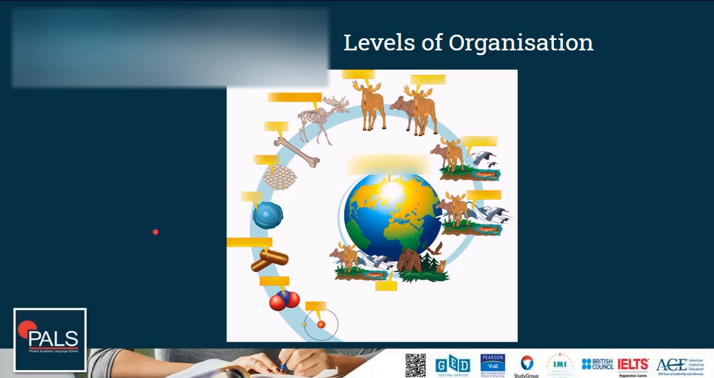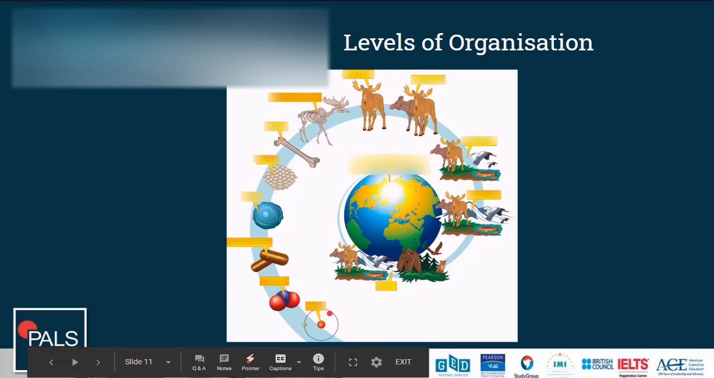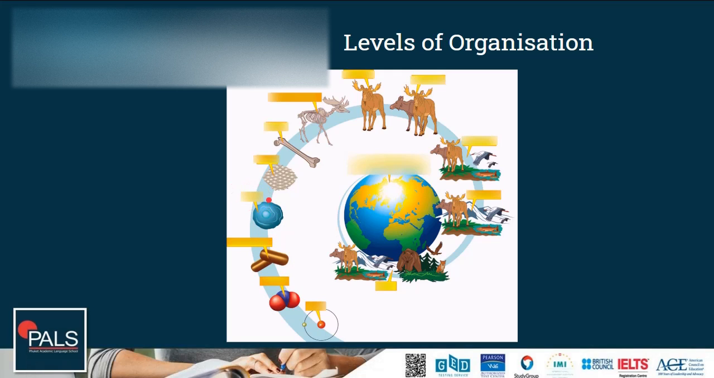If you're not sure about all of them yet, if you want to think a little bit longer, please pause the video now. Otherwise, we can go over it together. First, we have the atom. Second, we have the molecules. Third, we have the cell organelles. Level 4, that should be easy, is the cell.